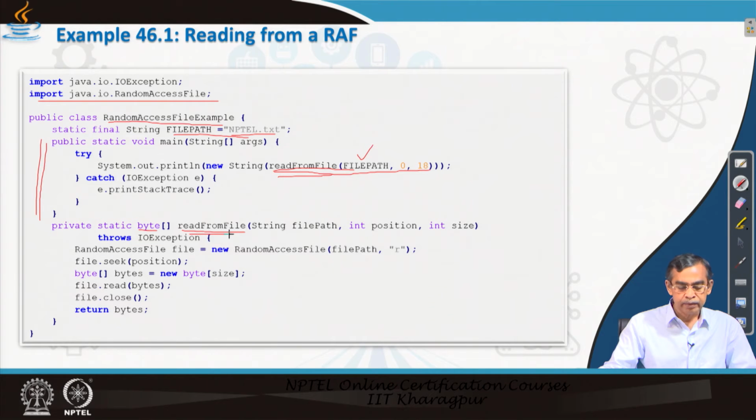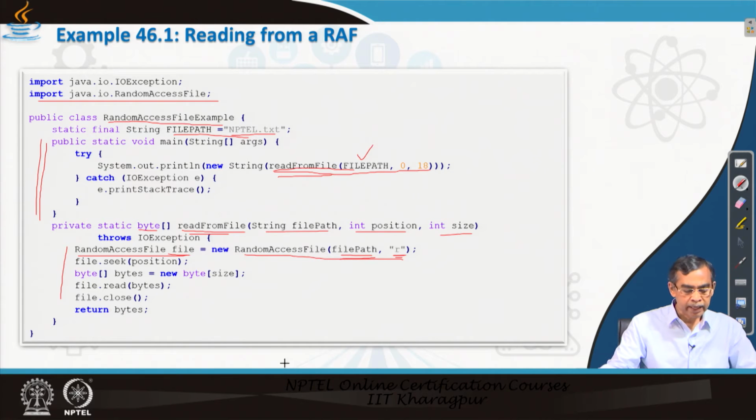So, read from file, we define a string, which is the file path, the name of the file rather, an integer position, and this is the size. Now, let us see how we define this program here. So, we first create the object of type RandomAccessFile, that is the constructor we used. This is basically the name of the file object, and then we open it in a read mode only. So, this is the mode.